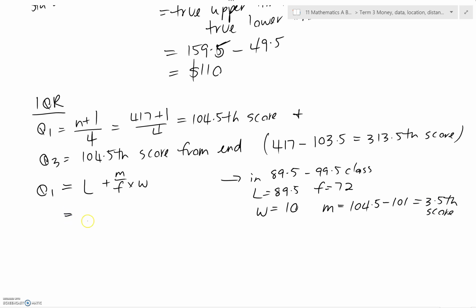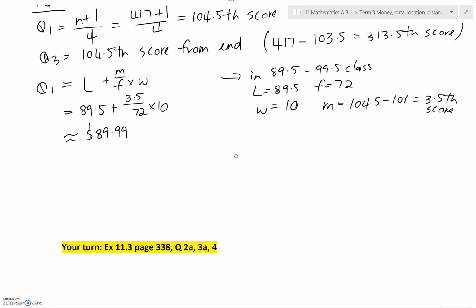So we've got all of that. We can put it straight into the formula that we've got. So work all of those out first. They're really not that hard. I know it looks complex, but I know you guys can do it. So 89.99 is our Q1 value.